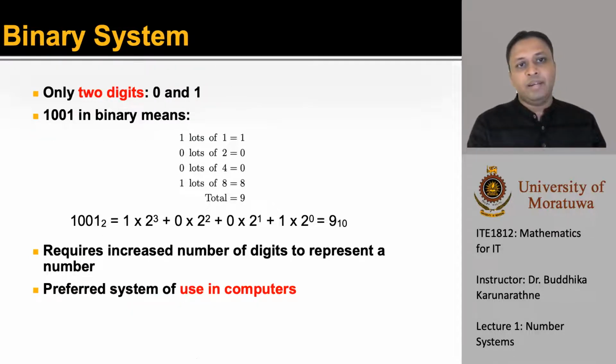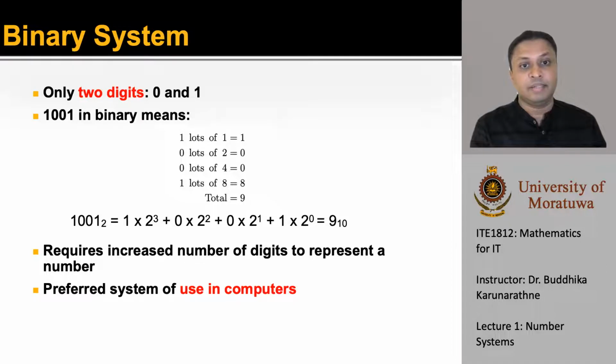And then we move on to quickly introduce the binary system, which has only 2 digits, 0 and 1. Take an example once again, 1001 in binary. So 1 represents 1 lot of 1, which is 1, and 0 lots of 2 is equal to 0, and 0 lots of 4, that is 2 to the power 2, is again equal to 0, and 1 lot of 8, that is 2 to the power 3, is equal to 8. And you add all this up, you get a total of 9.